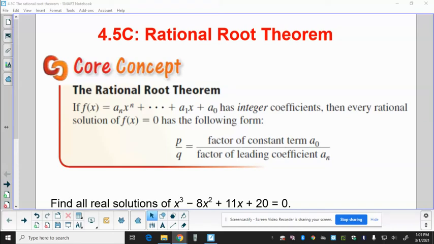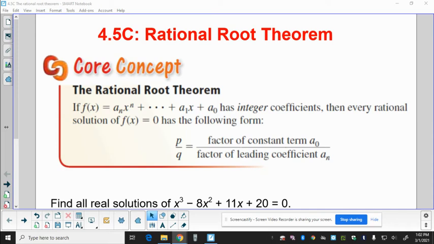Okay, it's time to hit up the last part of section 4.5. And this is called the rational root theorem, which is reserved for equations and functions that we're presented where factoring is not an option right away. So it provides us with another way of finding solutions. And then you could graph it if you want. We're not even going to bother graphing these.